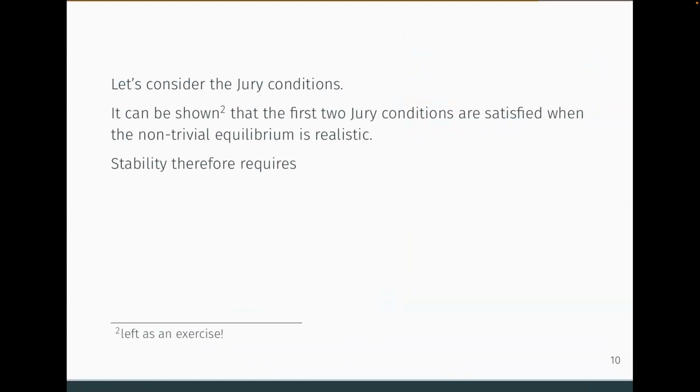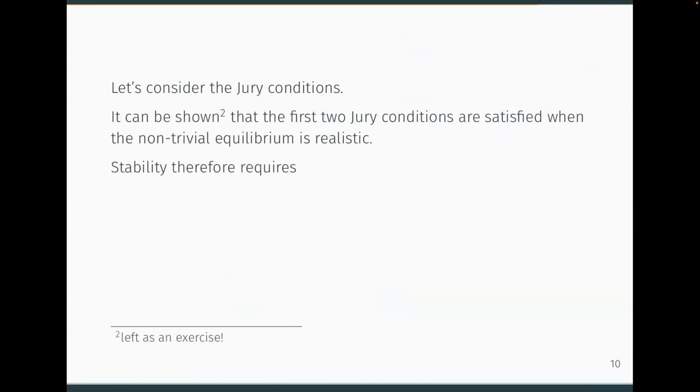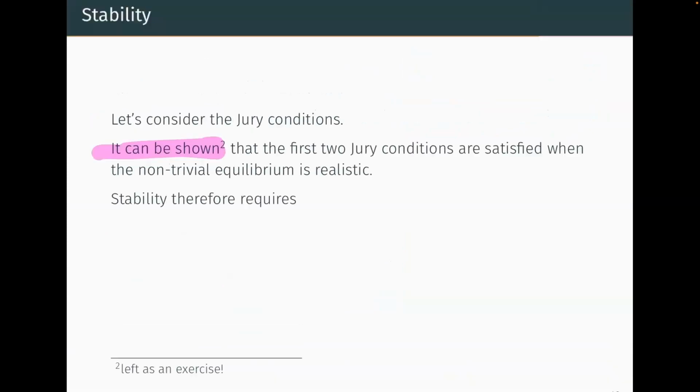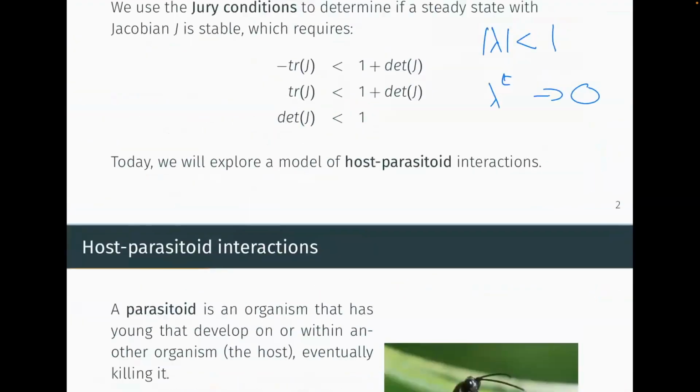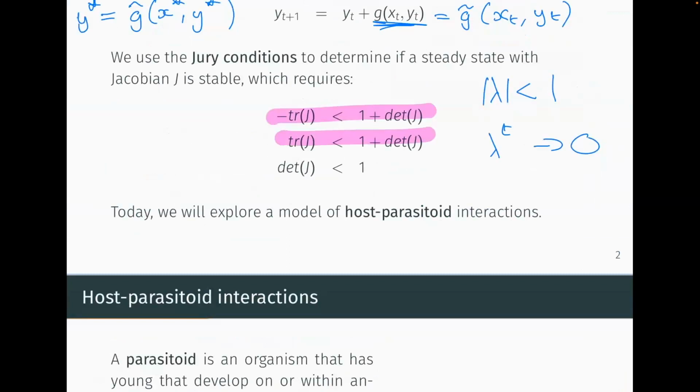So let's consider our Jury conditions. Again, it can be shown, but it's laborious going through all of this, that our first two Jury conditions are always satisfied whenever our non-trivial equilibrium is realistic. If you want to do this as an exercise, you can. It's a little bit algebraically involved, but to make sure it's clear, these two Jury conditions here are always satisfied whenever our non-trivial equilibrium is biologically realistic. And that means that our stability is going to be entirely determined by the determinant here. If the determinant is less than 1, then it's stable. If not, then it is unstable.